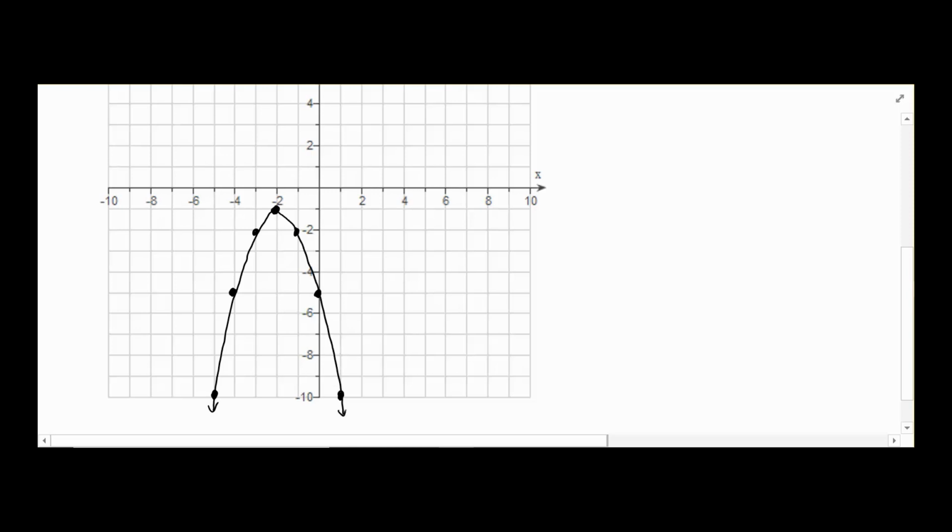And that's the basic idea of transformations. The basic idea of transformations is going to be memorize your few basic functions and then just identify how has it been altered. Has it been shifted left or right? Has it been shifted up or down? Has it been reflected?